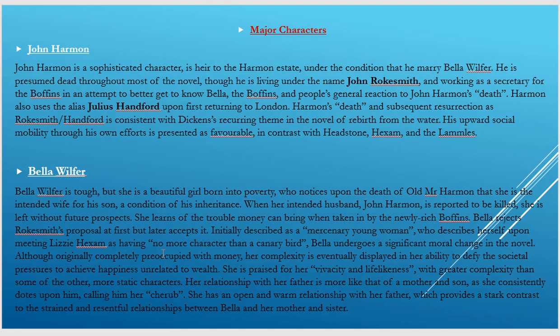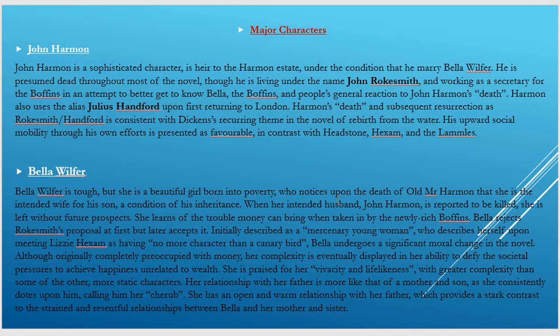Second character, Bella Wilfer. We said she is tough at the beginning. We could recognize that she is not an easy character to deal with, even though she's still young, and at the same time she is a beautiful girl born into poverty. She started her life in poverty, and she lived in the lower class, and then later on she jumped to the higher class after Mr. Harmon, the father of John Harmon, died.